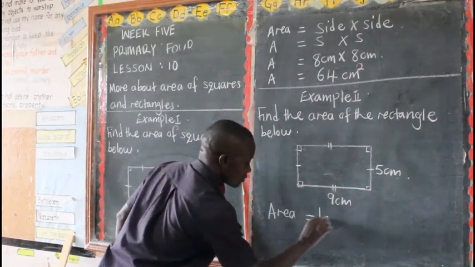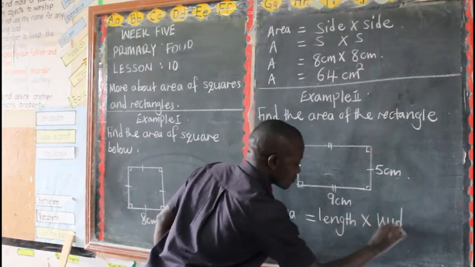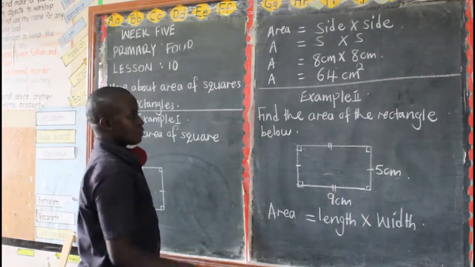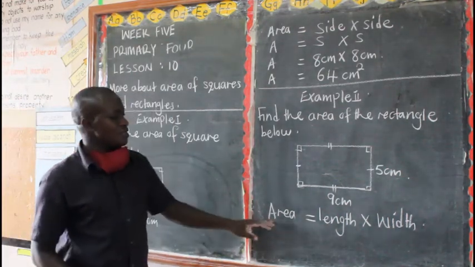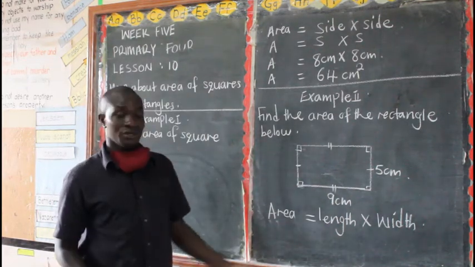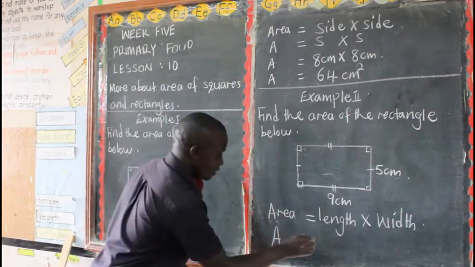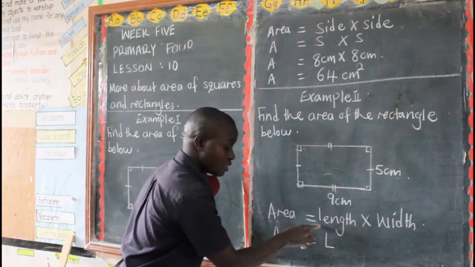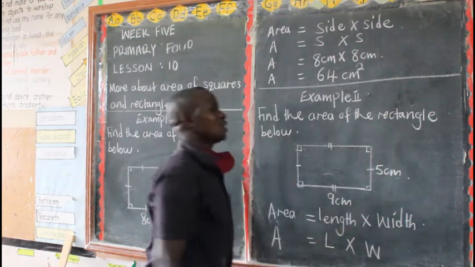Now, to find its area, area is equal to length times width. So, as we have done the square, this is the same thing we are going to do here. We are not going to write the words area and length, but we are going to write it in short form. Area to be represented by letter A, length by letter L, and width by letter W.